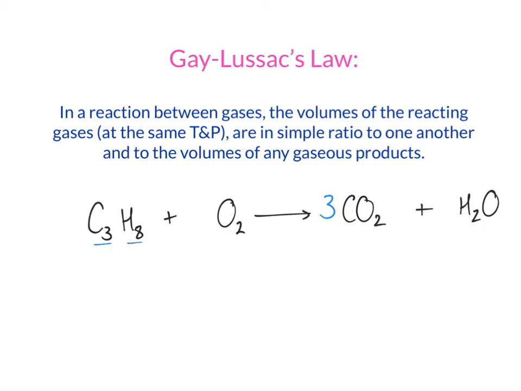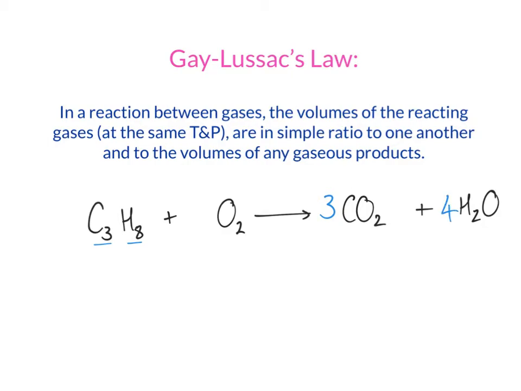Next easiest thing to do is to balance the hydrogens. You can see that we have 8 hydrogens on the left. We have 2 at the minute on the right, and any number I put in front of the water will multiply the number of hydrogens by 2. So you're thinking, what times 2 will give me 8 hydrogens? And that's obviously going to be 4.